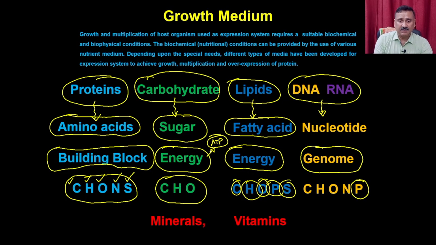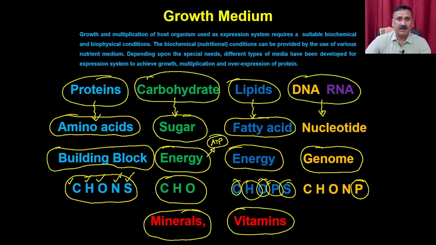Apart from these major molecules, you also require minor quantities of minerals or vitamins. Considering these, you can design different types of growth medium, which is going to be used by the host cell, prokaryotic or eukaryotic, for their growth as well as development. So these are the different types of atoms required to be provided by the growth medium, okay? And considering the requirement of these atoms, you can get these from different types of biomolecules.